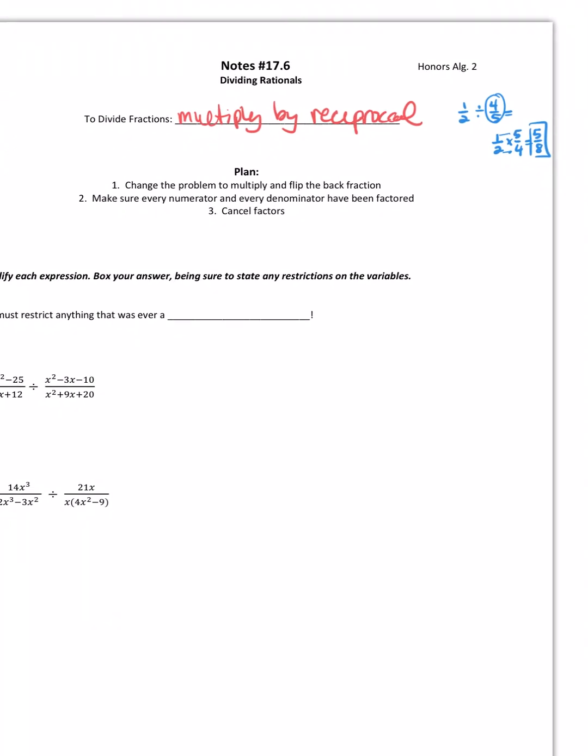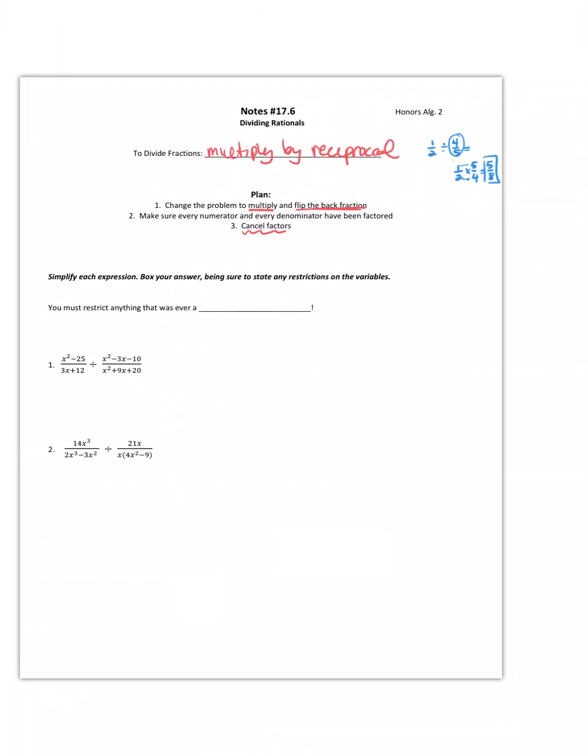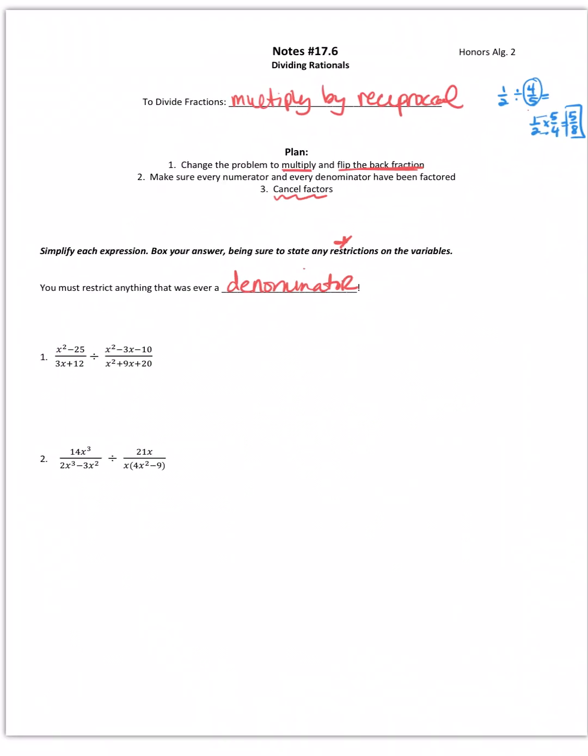So here's the plan. You're going to change the problem to multiply and flip the back fraction, just like I did here in this example. Then you want to make sure every numerator and every denominator have been factored, and then we get to cancel. So notice your instructions: simplify the expression, box your answer, be sure to state any restrictions on the variables. Now, this one's slightly different because you have to restrict anything that was ever in the denominator. So I'll revisit this in a moment, but let's look first at number 1.